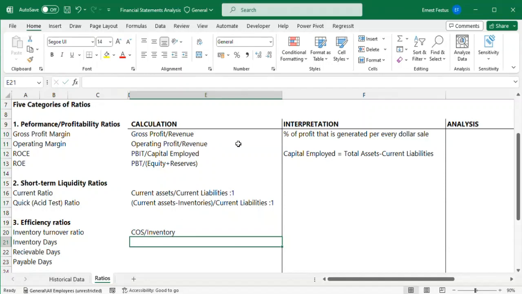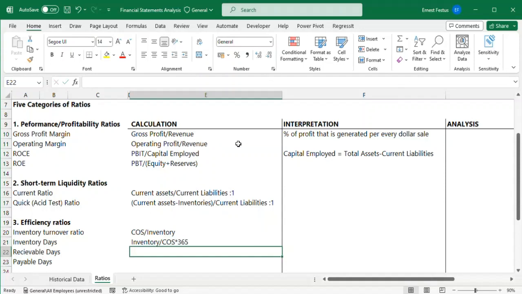Now let me actually input all the formulas so that we can move on. Then the inventory days is calculated by our inventory divided by our cost of sales, so COS, and then we multiply the result by the number of days in the period, which is usually 365 days.